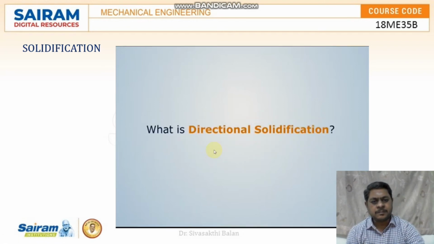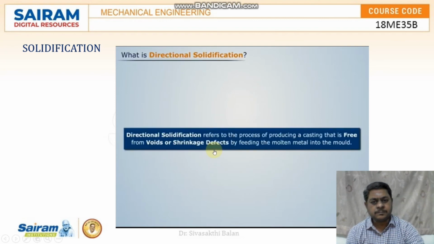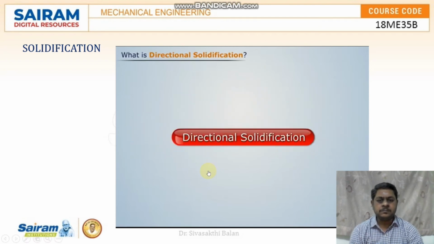What is directional solidification? Directional solidification refers to the process of producing a casting that is free from voids or shrinkage defects by feeding the molten metal into the mold. Let's now discuss how this solidification process takes place.